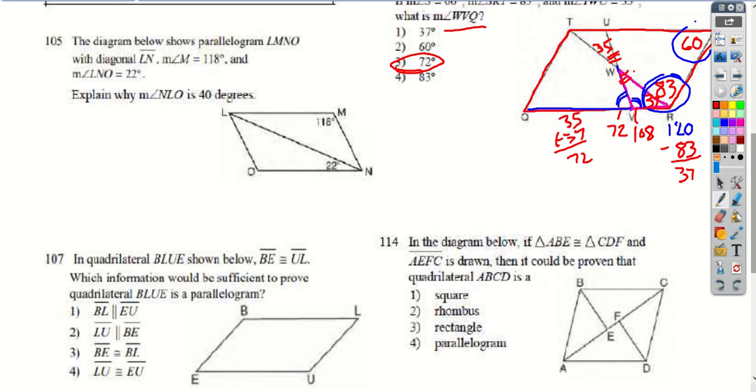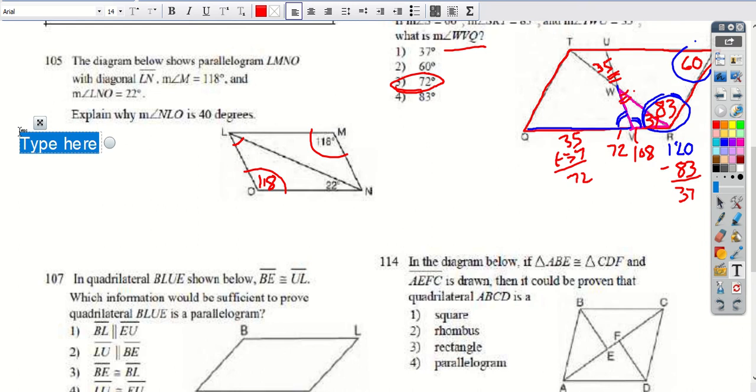Okay. In 105, parallelogram, once again, LMNO, one diagonal is drawn in. If angle M is 118 and angle NLO is 22, explain why this has to be 40 degrees. So essentially, remember, these two angles are opposite and they have to be equal. And then if we're looking for this angle right here, we can just use the angles in a triangle. So if we're going to explain it, you could draw a little quick proof for yourself, but it's probably going to be a little more time consuming than you really need to. So just in words, right?